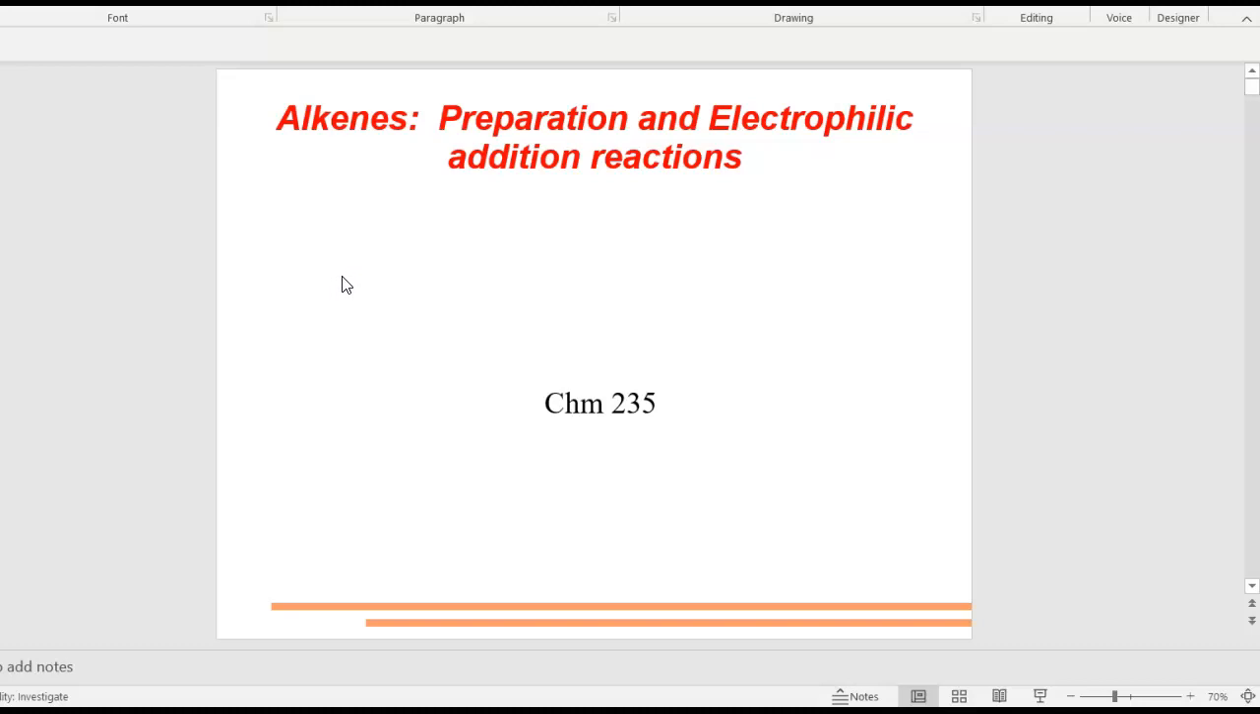If you recall from the previous chapter, we had an alkene, either symmetrical or unsymmetrical. So if you add HBr to it, you get the addition reaction where the Br goes to the more substituted carbon, following Markovnikov's rule.